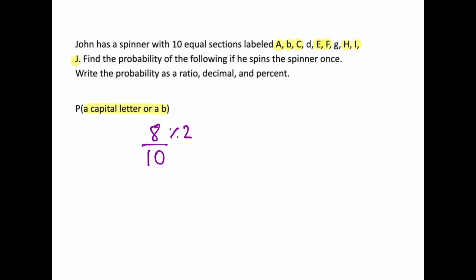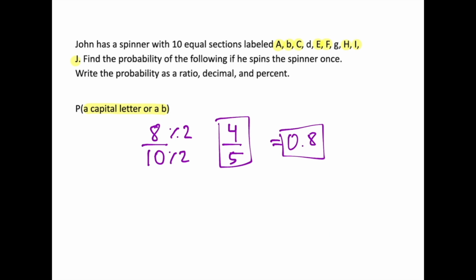We can then divide a 2 out of both to get 4 over 5. That's our fraction. To make that a decimal, we can take 4 divided by 5. That gets us 0.8. And then to turn it to a percent, you can move the decimal place 2 places to the right to get 80%.